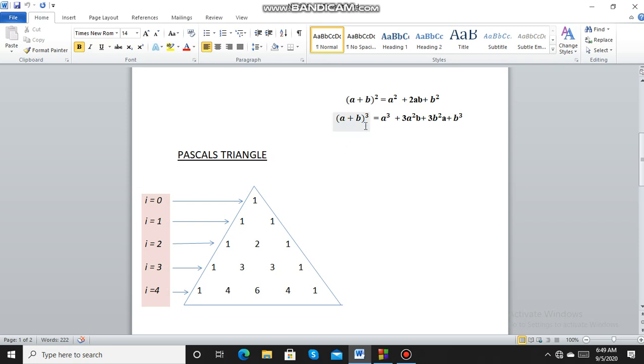Similarly, for (a plus b) the whole cube, the coefficients are 1, 3, 3 and 1. In the third row, we have the numbers 1, 3, 3 and 1, which are the coefficients of the expansion of (a plus b) the whole cube. So that means Pascal's triangle can be used to arrive at the formula of binomial expansions.